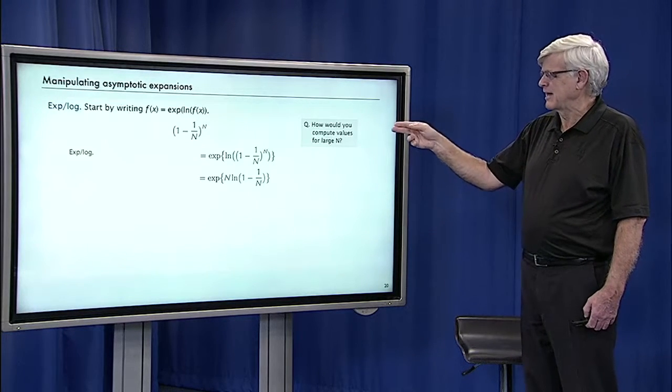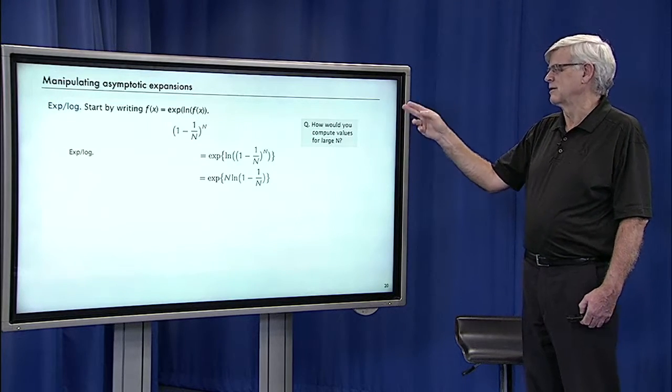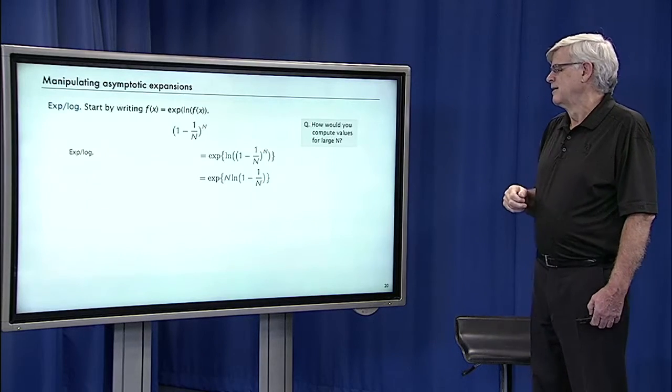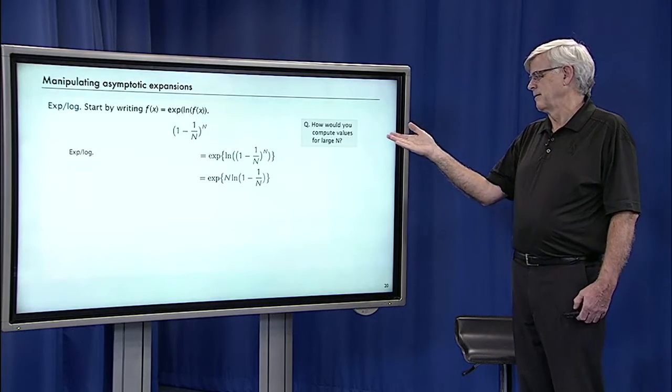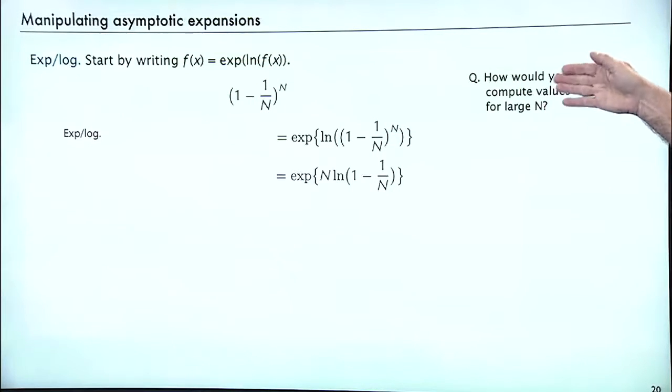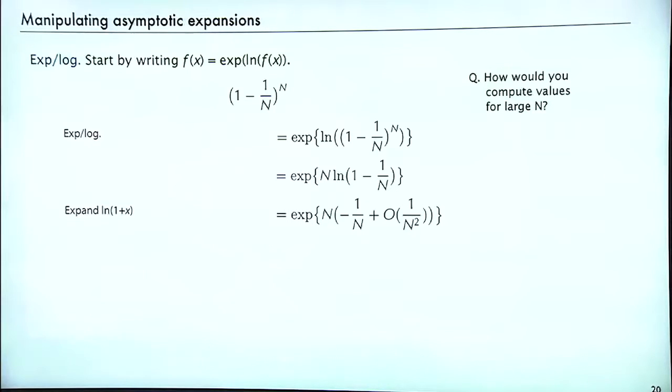So we write that as e to the log of (1 minus 1 over n) to the nth. And so in the log of (1 minus 1 over n) to the nth, we can bring the n down. It's n times the log of 1 minus 1 over n. And so now if we expand log of 1 minus 1 over n, again using the Taylor series, we get minus 1 over n plus big O of 1 over n squared. And then do the algebra, that's e to the minus 1 plus big O of 1 over n.